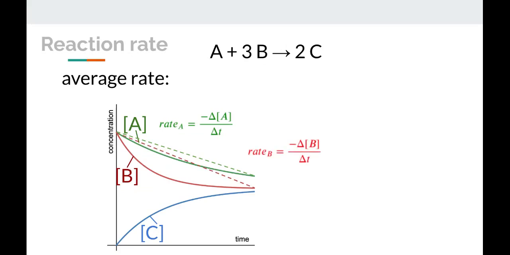For B, we would also have an average rate, but it's going to be different because the slope is a little bit different, and it's the change in the concentration of B with respect to time. Notice that these are both negative, the slopes are negative, and that's because we're losing A and B. For C, however, the rate is going to be positive because we are gaining C, and we're seeing a positive slope on the line.